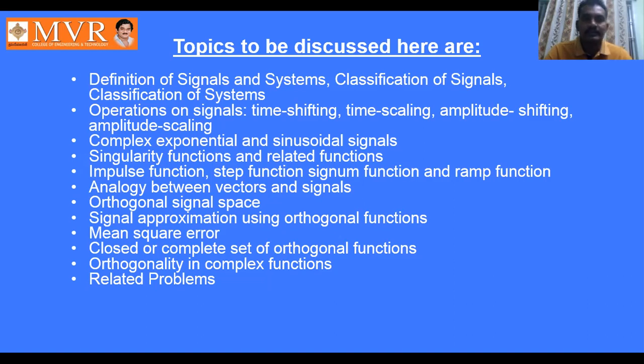Next, complex exponential and sinusoidal signals, singularity functions and related functions: impulse function, step function, signum function, ramp function. These are the basic functions of the signals. Then similarity or analogy between vectors and signals. Then orthogonal signal space. Then we will approximate the signal using orthogonal functions.